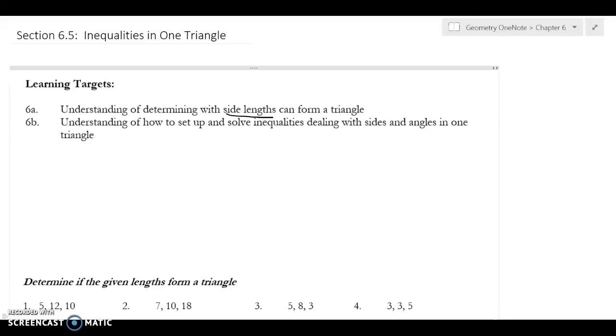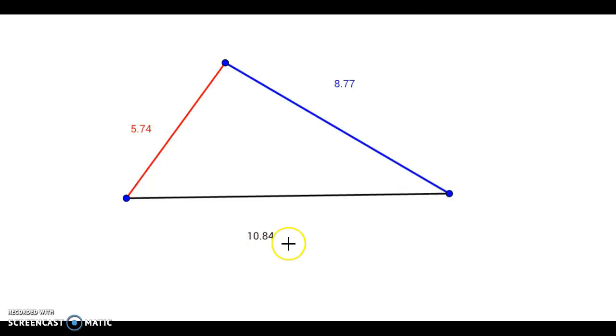All right, what we're working with today is understanding inequalities in one triangle. There's two main topics. We're going to first start off by deciding whether something is a triangle, and I'm going to take you to a website so you can see this investigation that I'm going to lead you through. Okay, so here's a triangle.